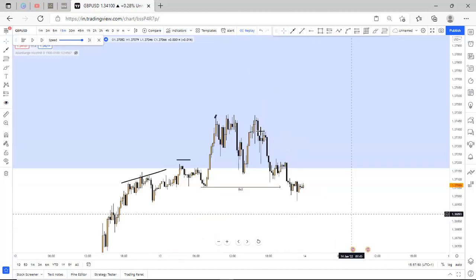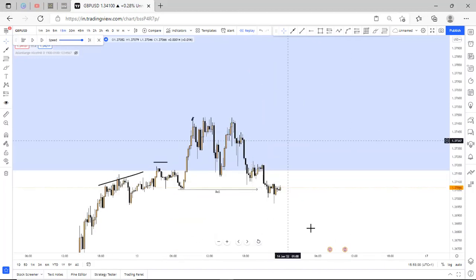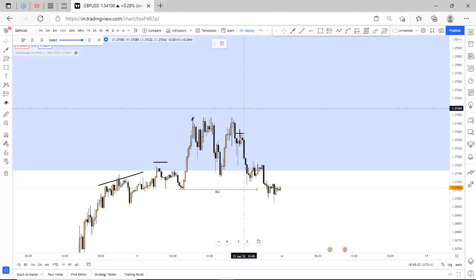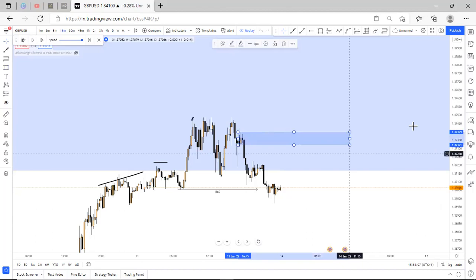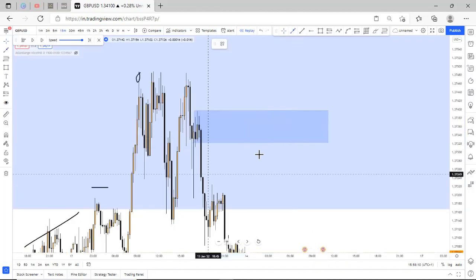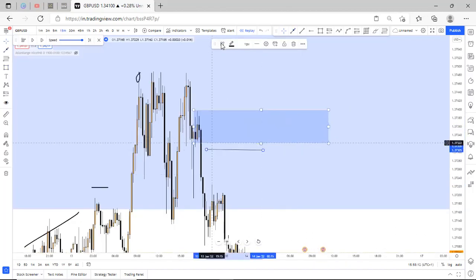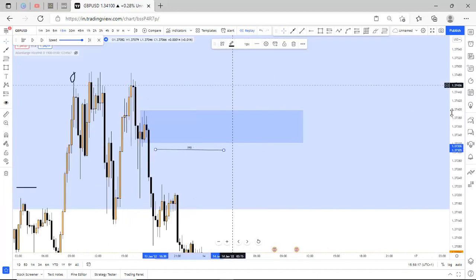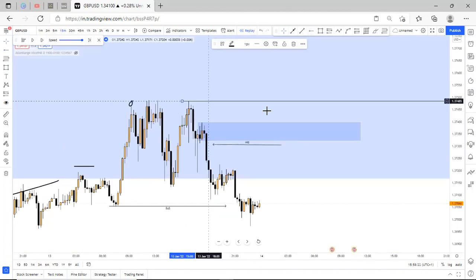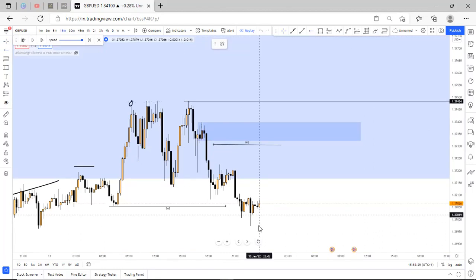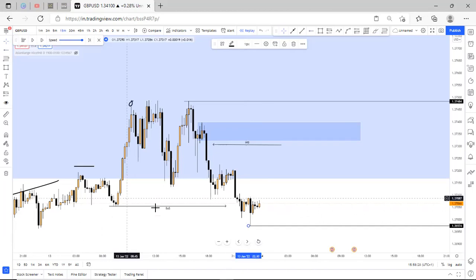All I need to do is identify the supply zone that caused this break of structure and take my sell trade off it. As you can see, we have this unmitigated supply zone, and we have imbalance right here as well, this impulsive candle. From the chart, we can see that this was the last high that gave us this low, the low that broke this higher low right here.